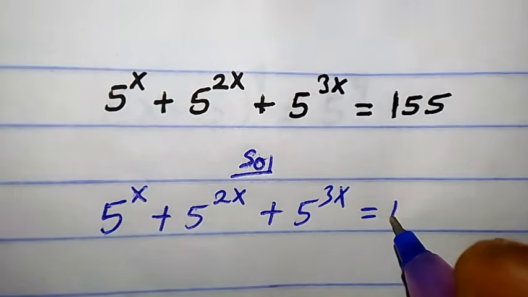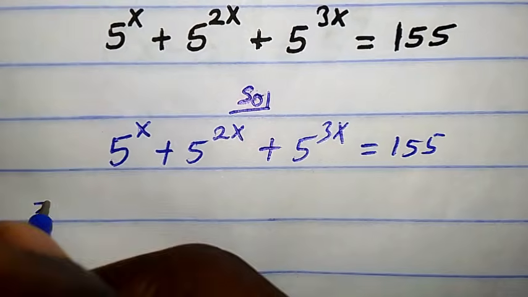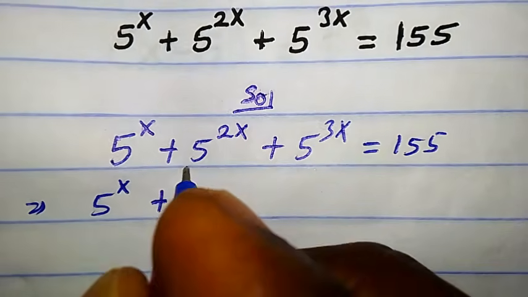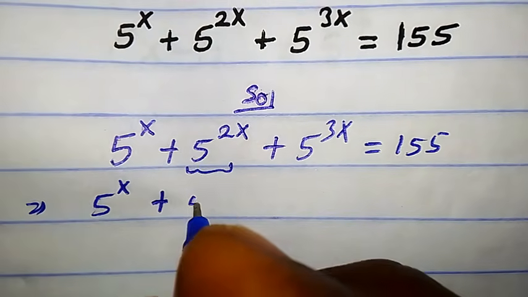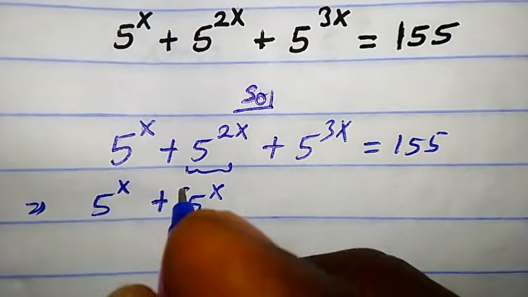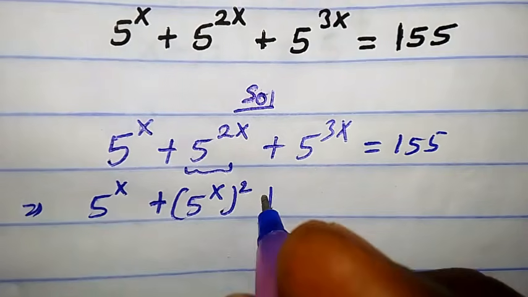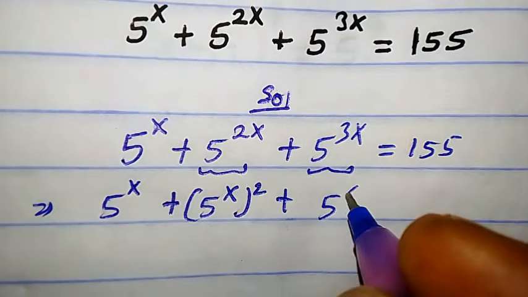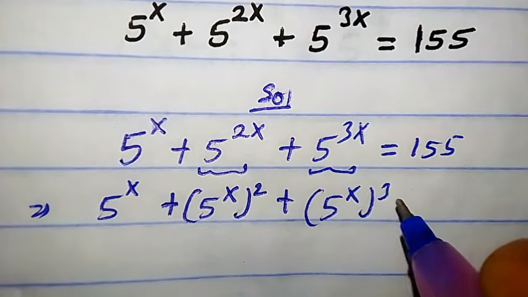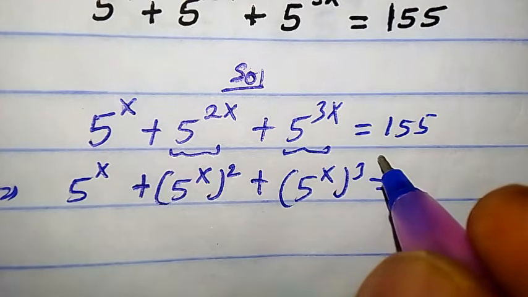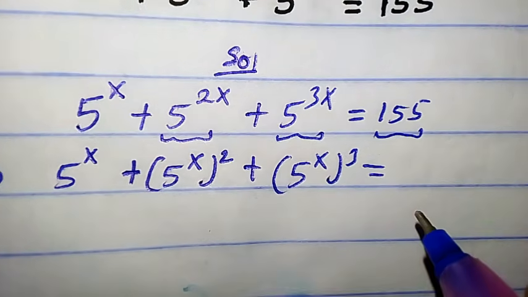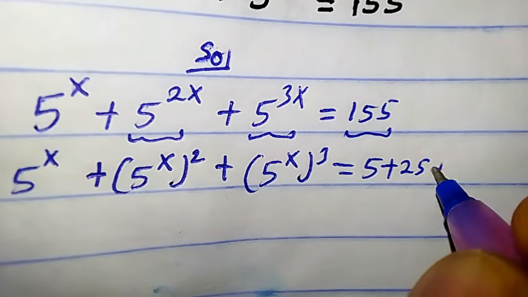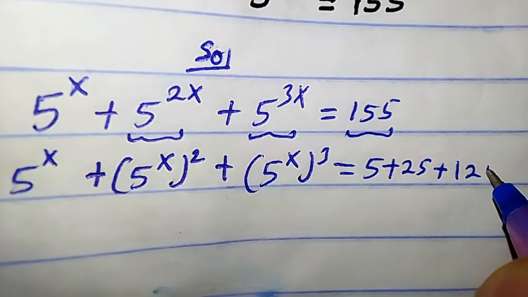is equal to 155. This means that 5 to the power of x plus this guy could be written as 5 to the power of x times 2 plus this also could be written as 5 to the power of x times 3 equal to, we can rewrite 155 as 5 plus 25 plus 125.